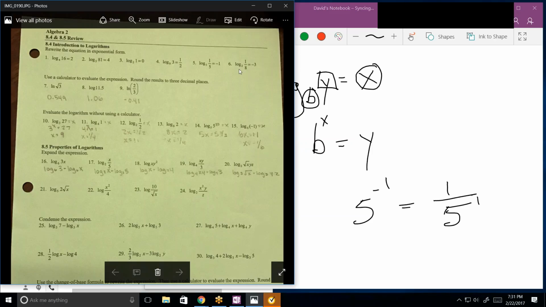Okay, number 6. Number 6 would be 2 to the minus third power is equal to 1/8. Okay, is that true? It is true. That's the same as 1 over 2 to the positive 3 power. All right. Sweet.